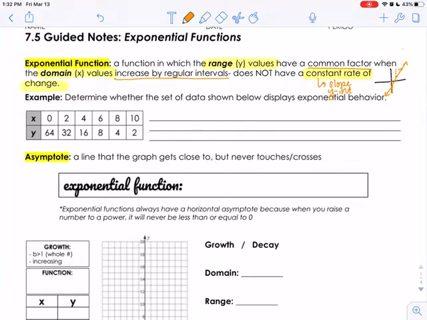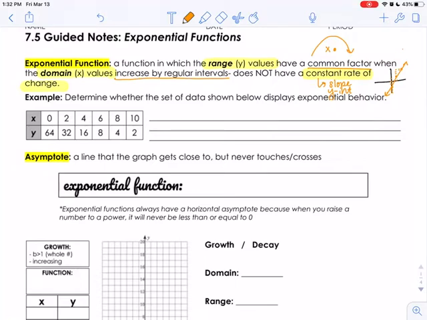So exponential functions are a special type of function where the range values have a common factor. And what I mean by factor is if we're moving from one y value to the next and we're trying to find a pattern, a common factor means we're going to be multiplying. So we're multiplying to get from one to the next. And we're multiplying by the same number over and over again as we go from y value to y value. And the domain, or the x values, are going to increase, or they could decrease by regular intervals.